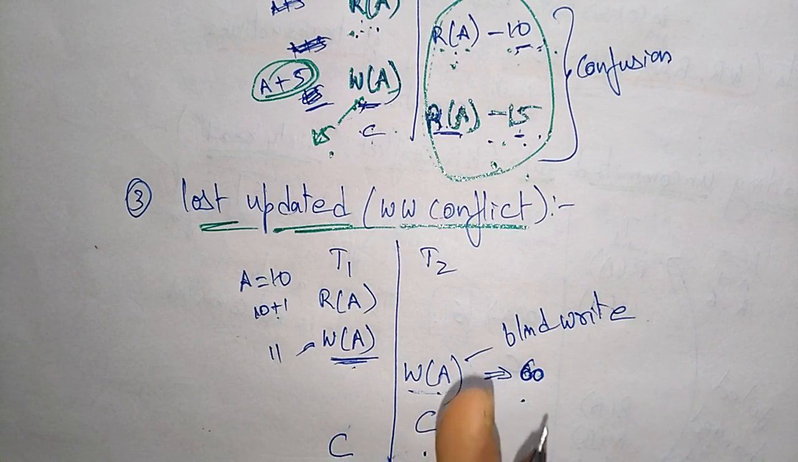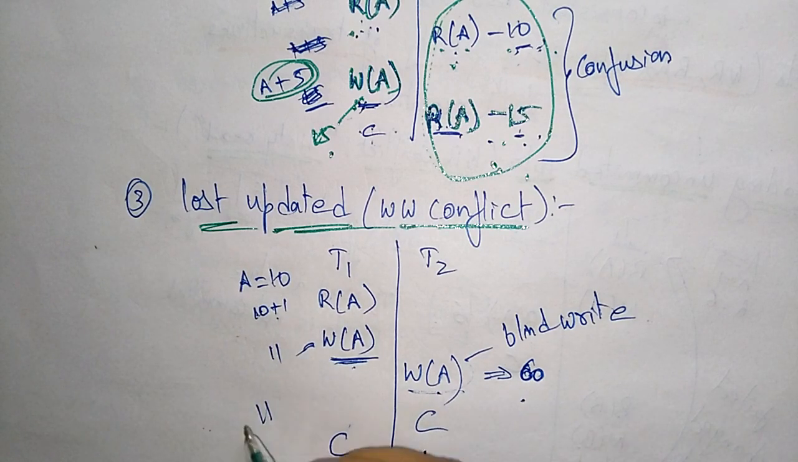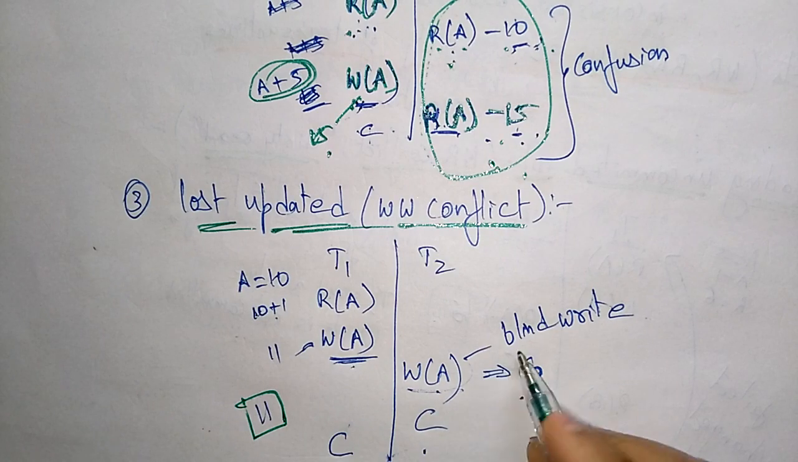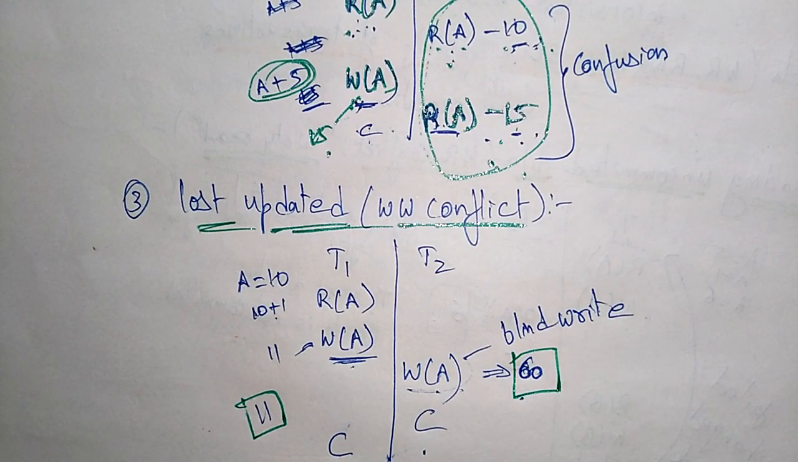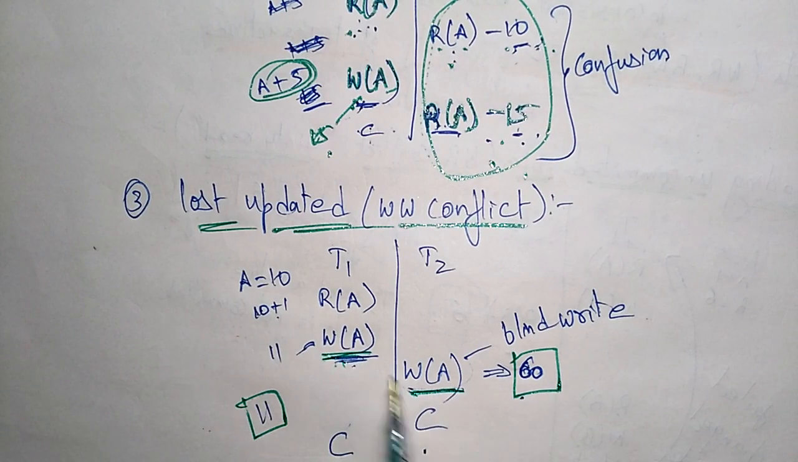But see here the conflict. In the T1 transaction, the value is 11, whereas in the T2 transaction, the value is 60. So you call this a lost update, a write-write conflict. This write and this write, both writes will conflict.